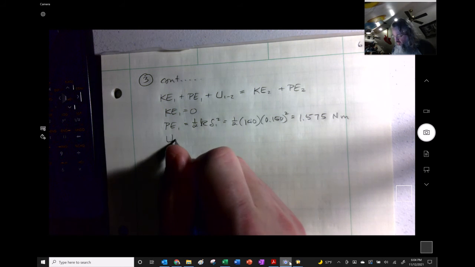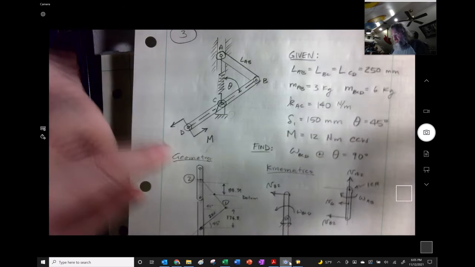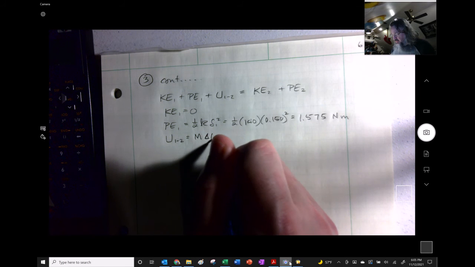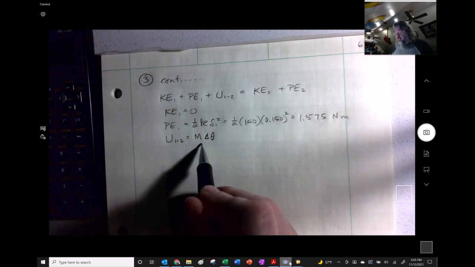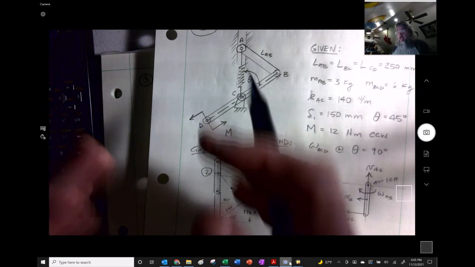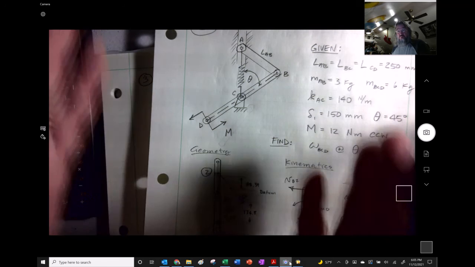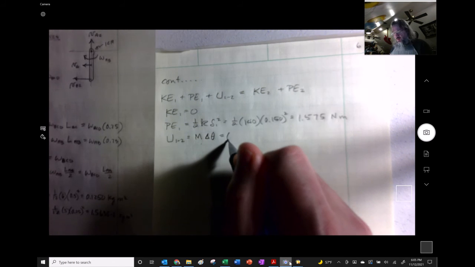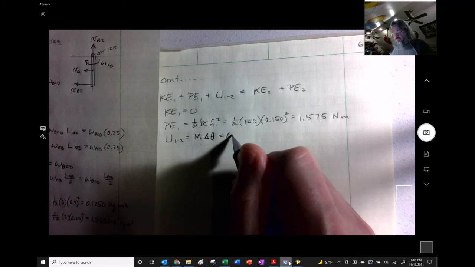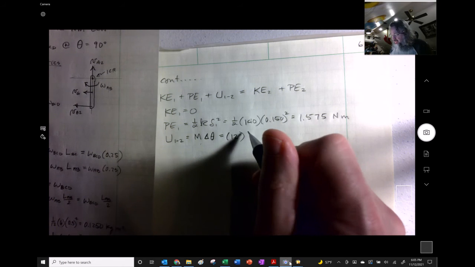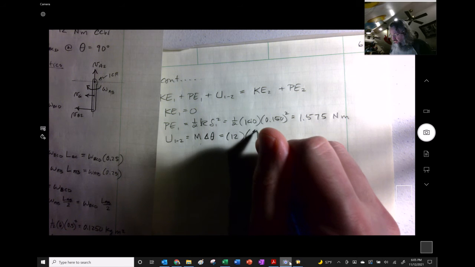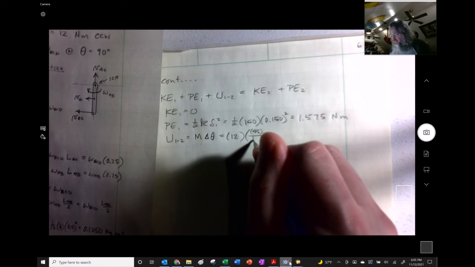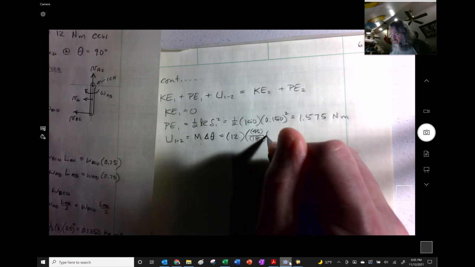Now, the external work taking place is because of this moment. We want to take a moment times our delta theta. This is a constant moment. What angle does it go through? Well, it went to 45, it closed up, so it traveled through 45. Even though it's over here, it only matters the angle that is changed. So we got our external moment of 12 Newton meters, and the angle is going to be 45, but it's got to be in radians, so we have to divide by 180 and multiply by pi.